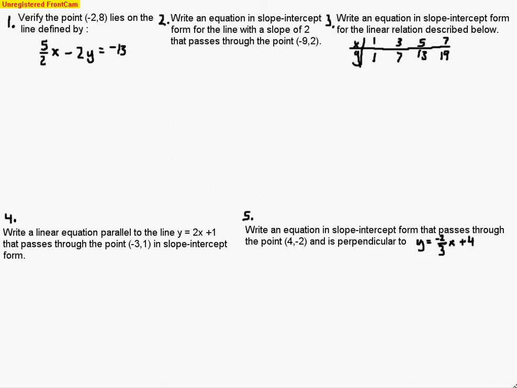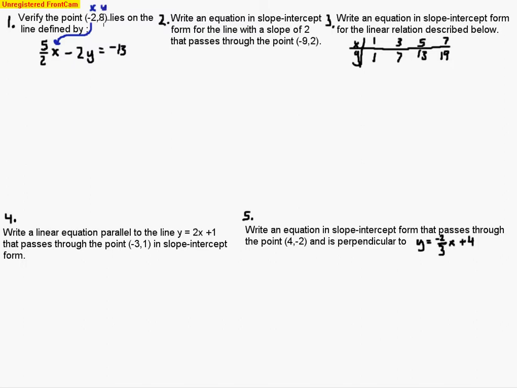The first problem on the study guide asks us to verify that a point lies on a line defined by, and then they give you an equation. Well, it's the same thing as if they asked determine whether a point is on a line. It's the same thing, just different words. And so basically all we're going to do is take our x value, which is -2, and we insert it or substitute it in for x.